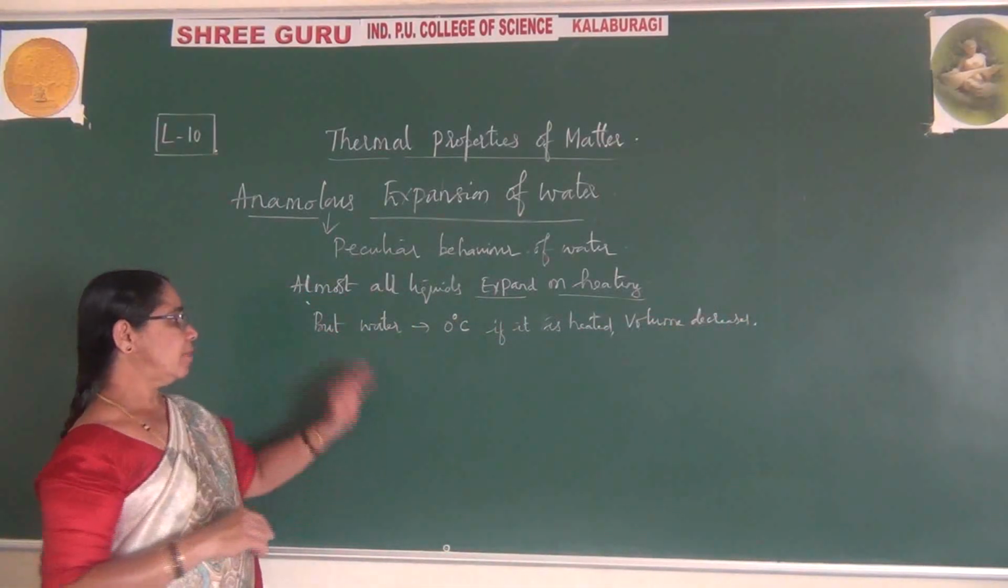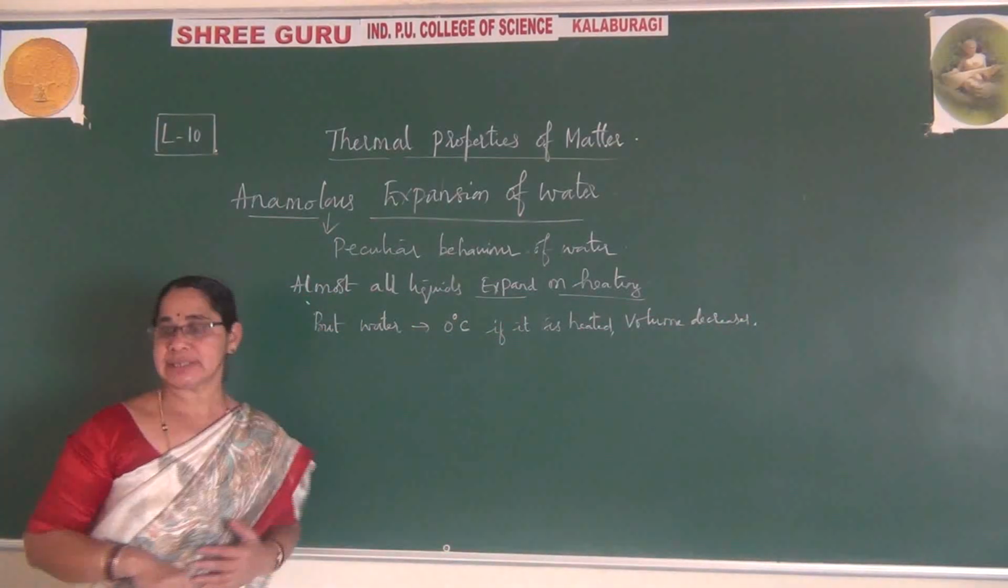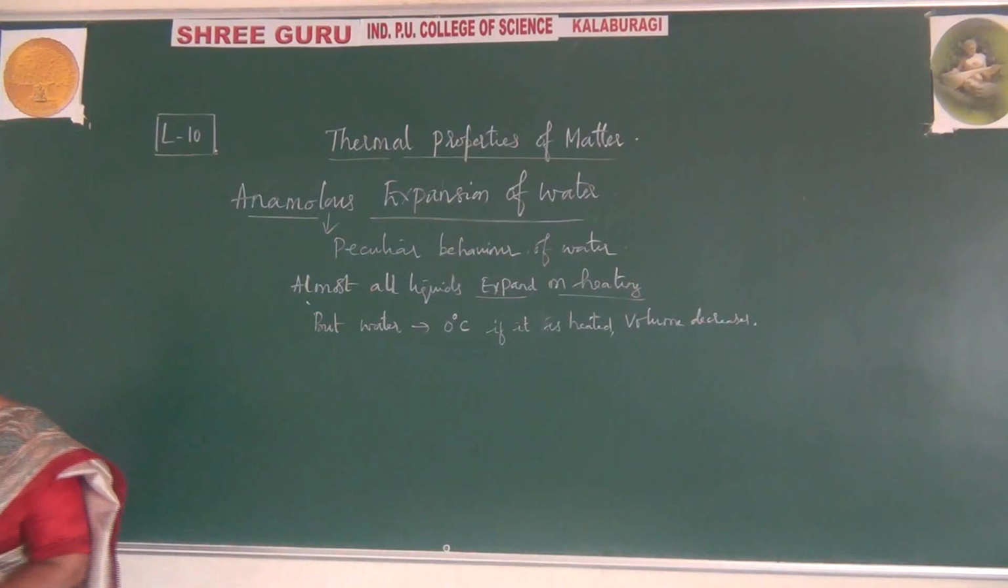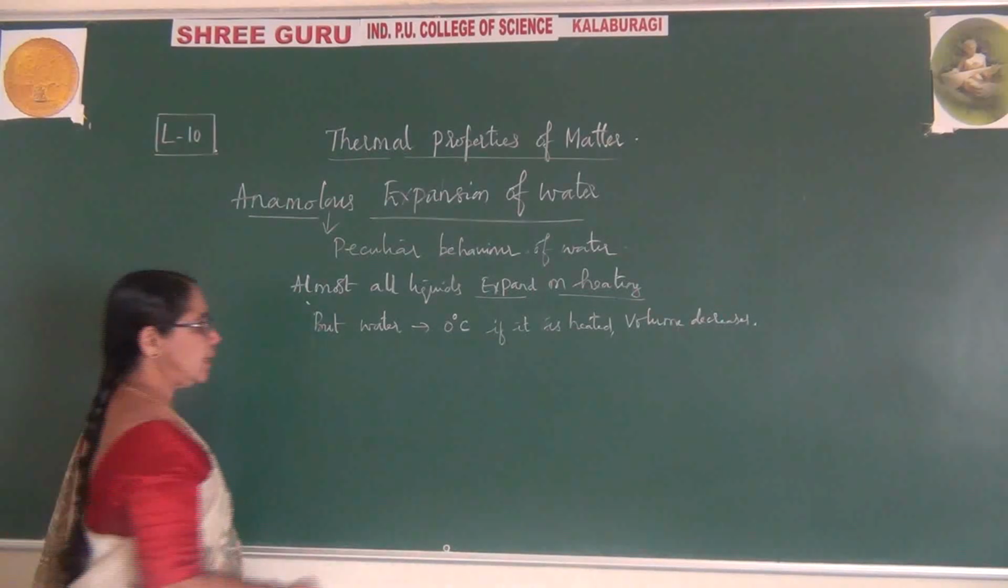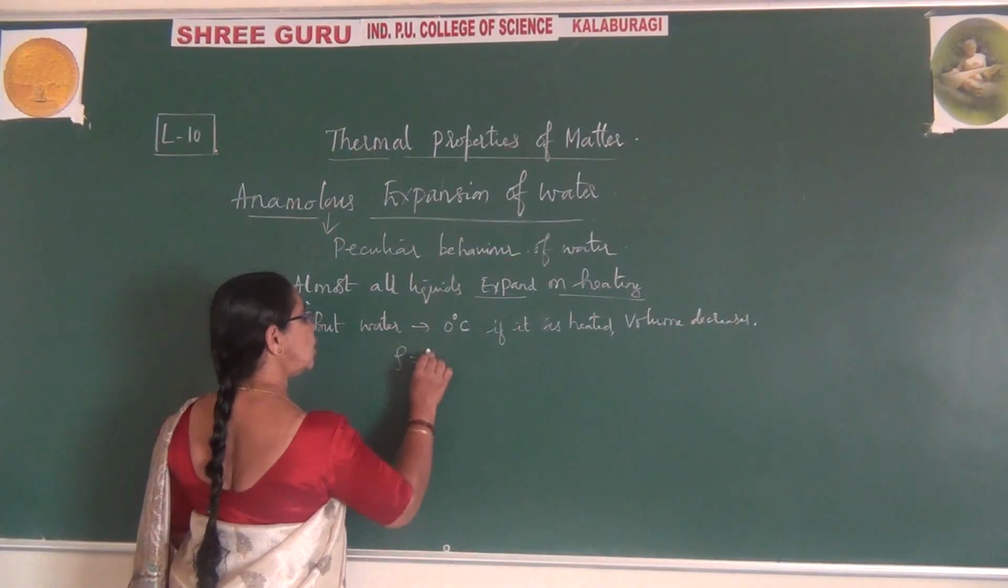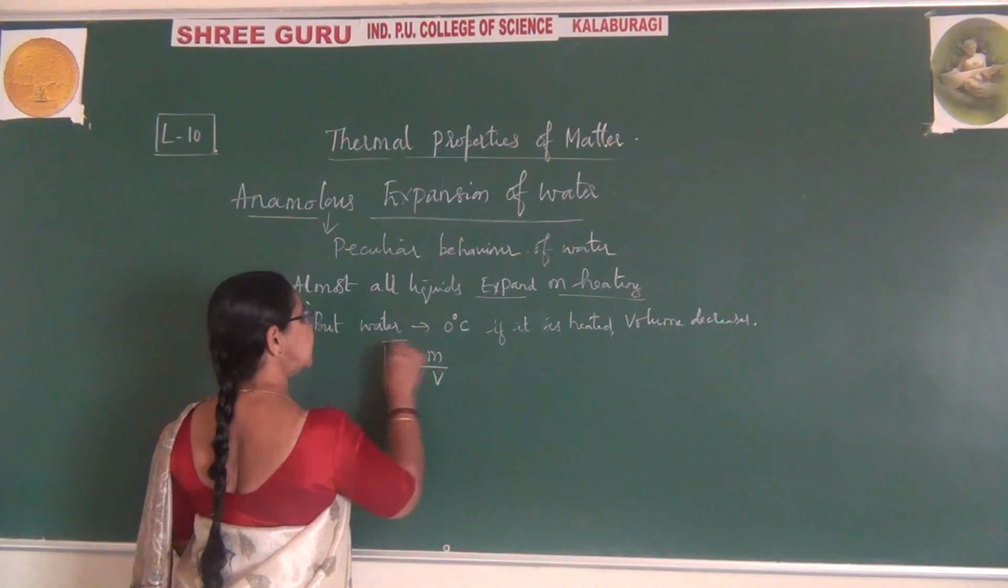Right? So, volume decreases means what happens? Here you can say volume decreases, therefore naturally density increases. So, how do you say this? Remember, density is equal to mass by volume. This is our formula.